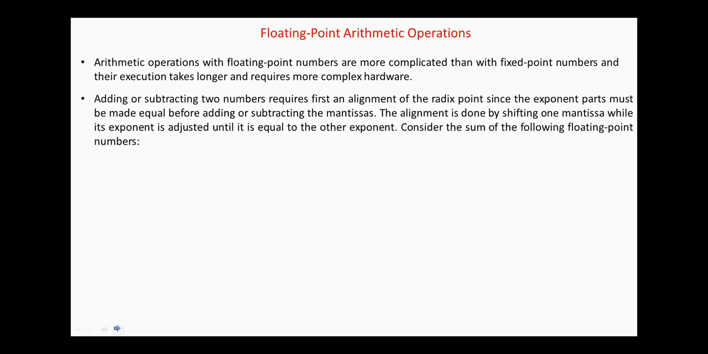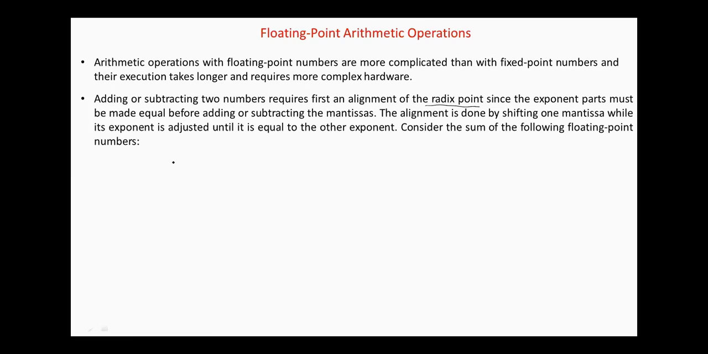Arithmetic operations with floating point numbers are more complicated than with fixed point numbers, and their execution takes longer and requires more complex hardware. First, regarding the addition and subtraction. Addition or subtraction of two numbers requires first an alignment of the radix point, since the exponent parts must be made equal before adding or subtracting the mantissas. And the alignment is done by shifting one mantissa while its exponent is adjusted until it's equal to the other exponent.